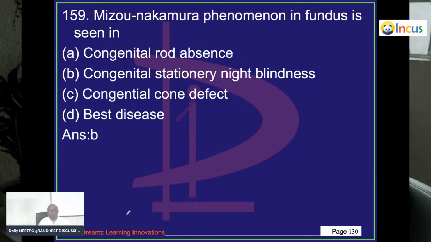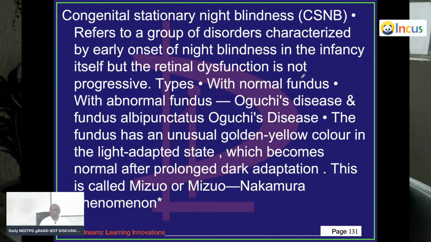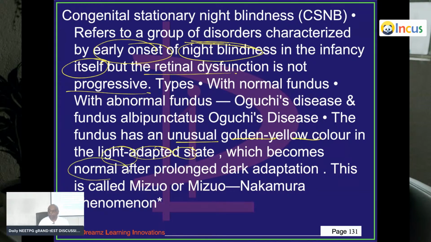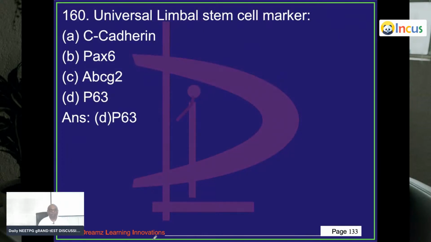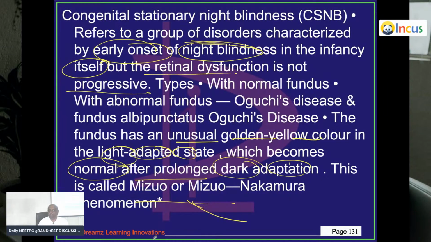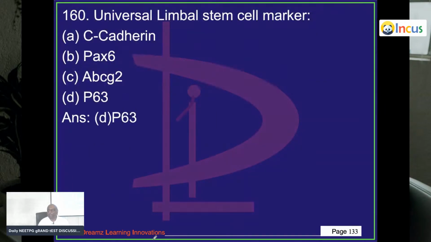Mizuo Nakamura phenomenon in the fundus is seen in... you are reading Japanese for the first time. Mizuo Nakamura phenomenon. It's called congenital stationary night blindness. It is a group of disorders with early onset of night blindness in infancy itself, but the retinal dysfunction is not progressive. And the fundus has an unusual golden yellow color in the light adapted state, which becomes normal after prolonged dark adaptation. This is called Mizuo Nakamura phenomenon. After going home, ask your pathologist, do you know, darling, how did you get into MD pathology? Did you copy? Mizuo Nakamura phenomenon. If you tell the correct answer, I'll give you credit.